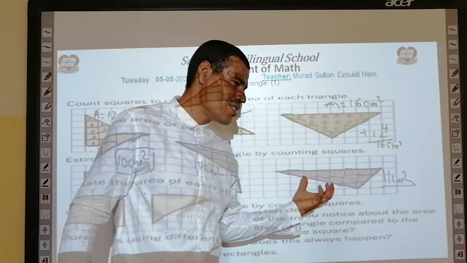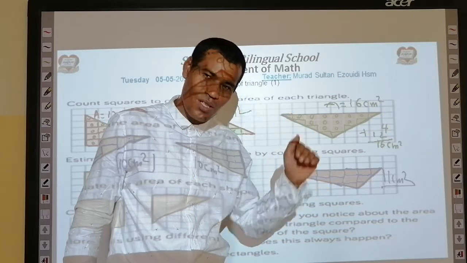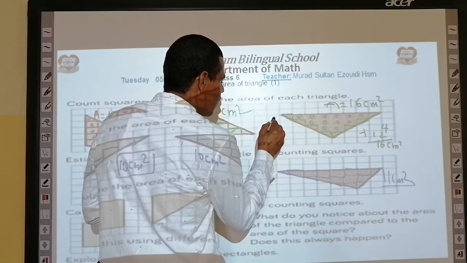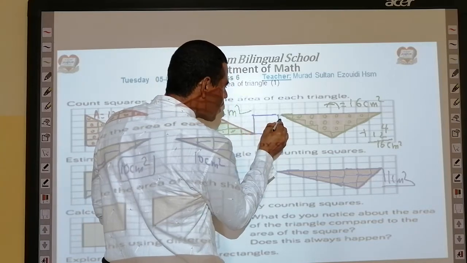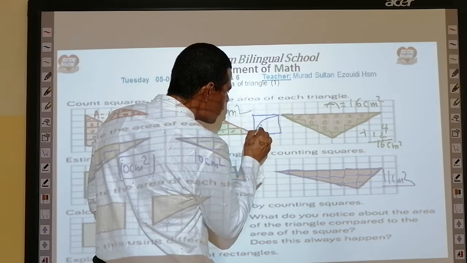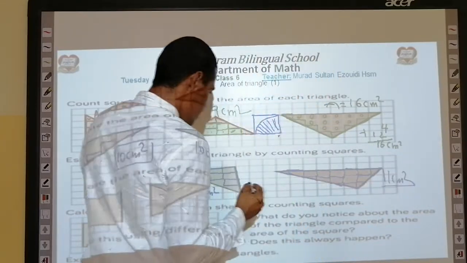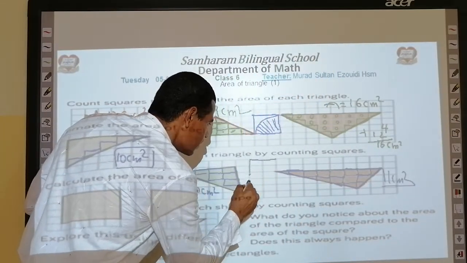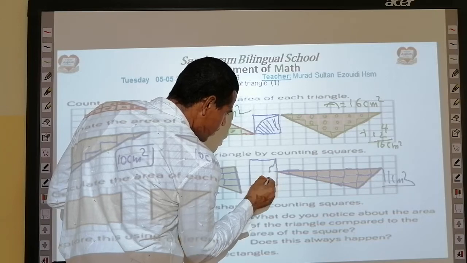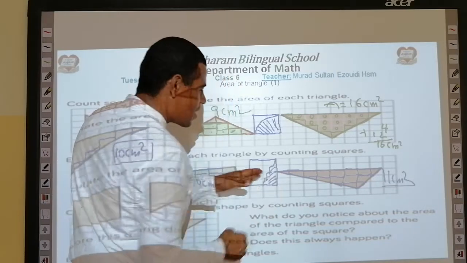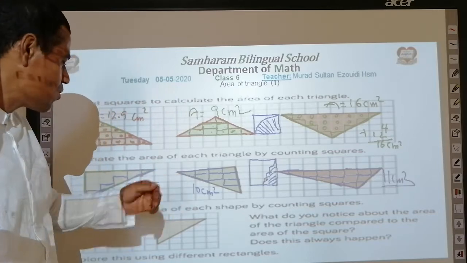Look, you can see some parts are less than half a square. It's not considered. And if it is half or more, it will be considered. For example, this one. Look, if I suppose this is a square, this one, the blue one, if I draw like that, this one is considered as 1 centimeter squared. Another example like that: if this one is a square, and I make like this, the blue one is less than half, so it's not considered. Okay? So calculate the area of each shape by counting squares.